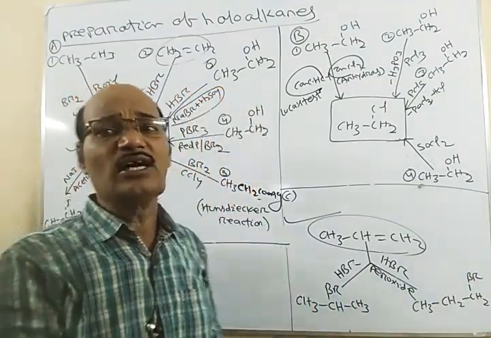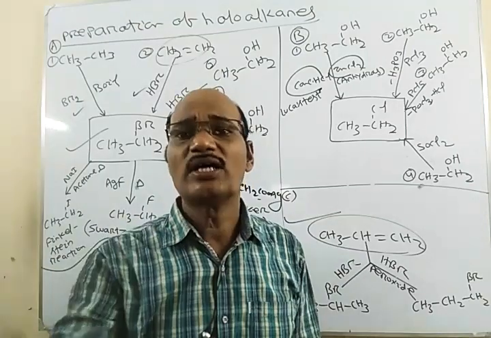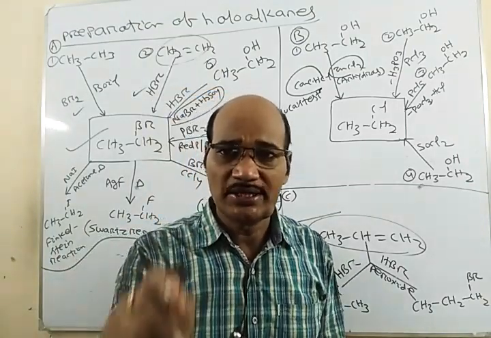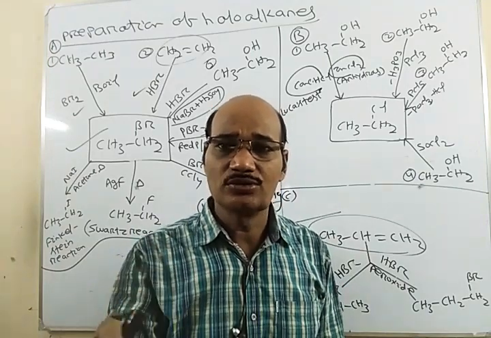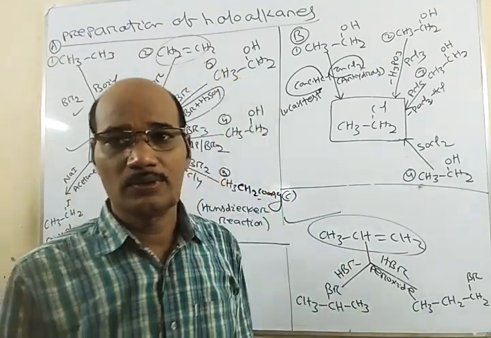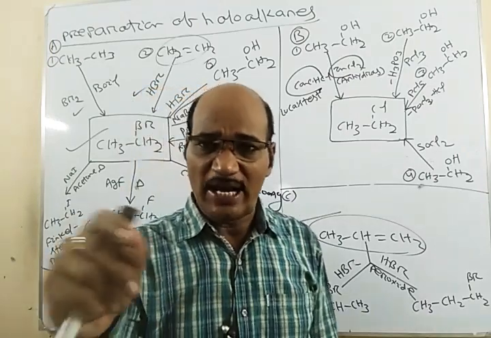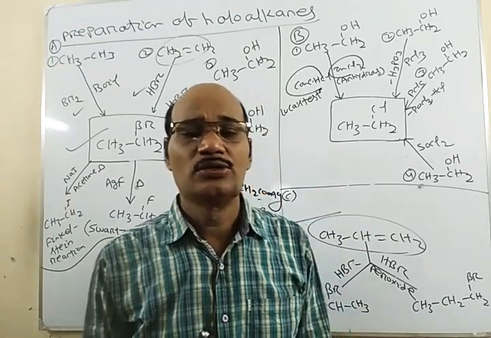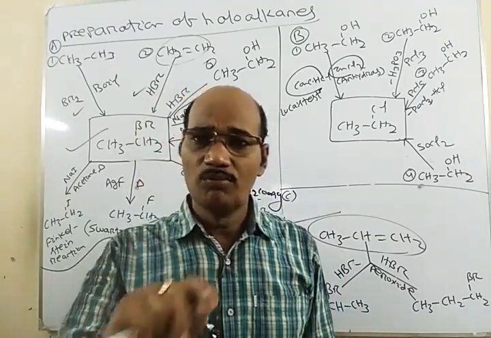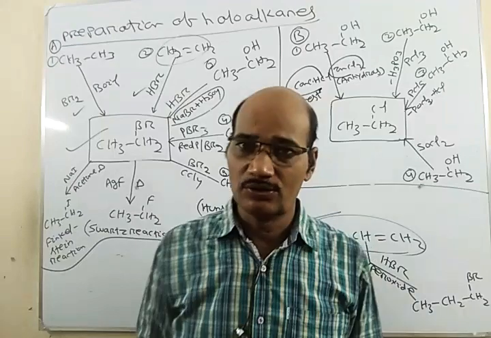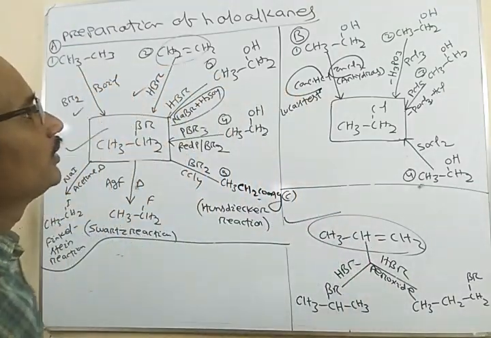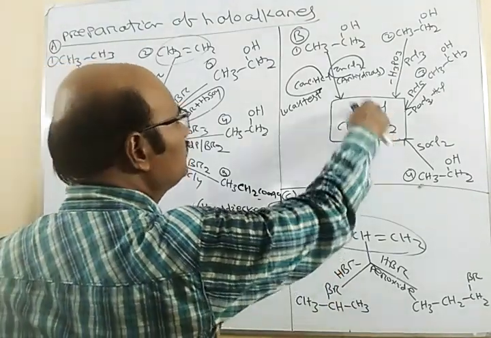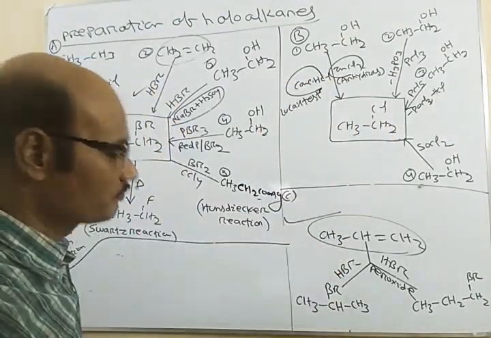So what is the Lucas reagent? A question may come. It is a mixture of concentrated HCl and anhydrous ZnCl2. Now, what is the order of reactivity of Lucas reagent towards alcohols? Tertiary alcohols are more reactive than secondary alcohols, which are more reactive than primary alcohols. So this is how to prepare alkyl chloride from alcohols.